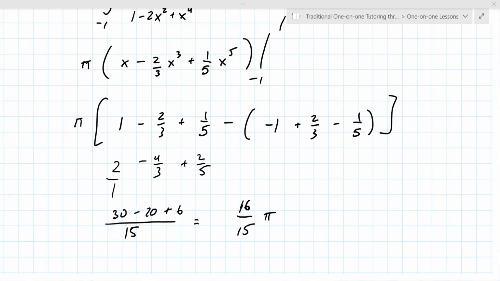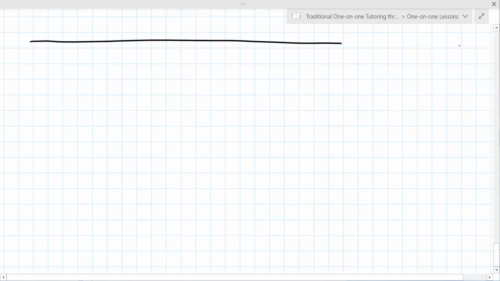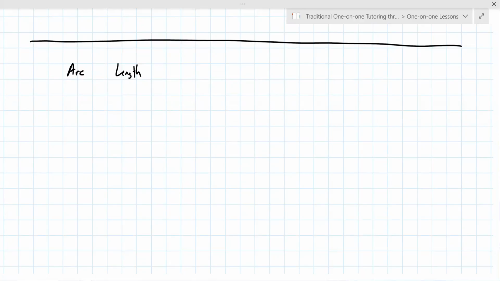I suppose arc length. Arc length. All right, good choice. Okay, so this does have a formula, and I'm going to write it out. I don't want to mess it up, so I'm going to go grab it from a reference here.